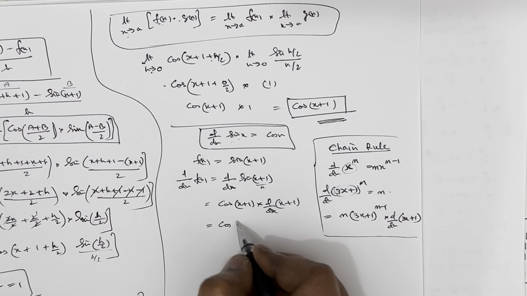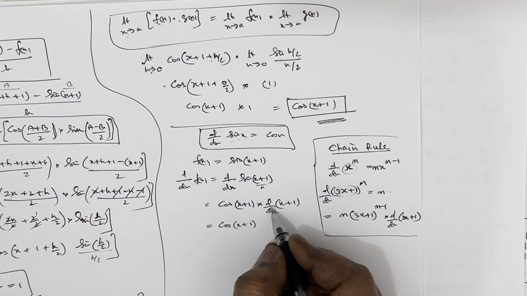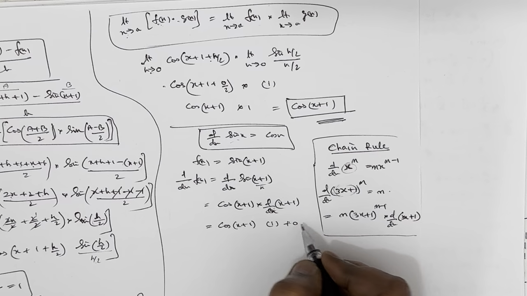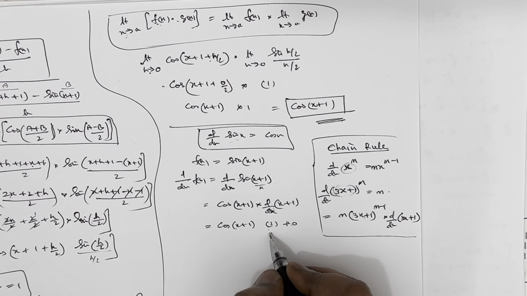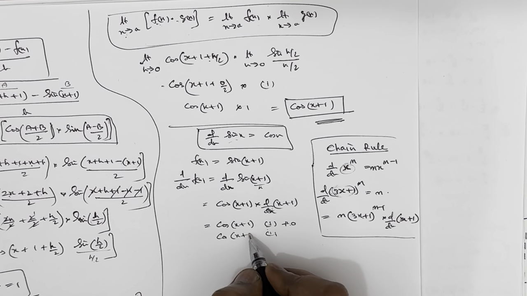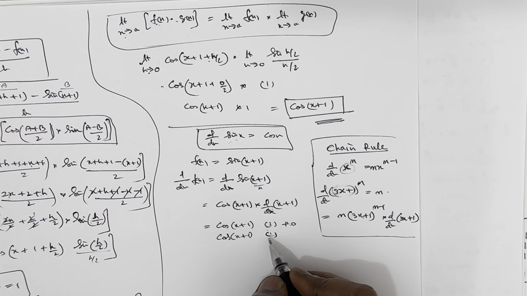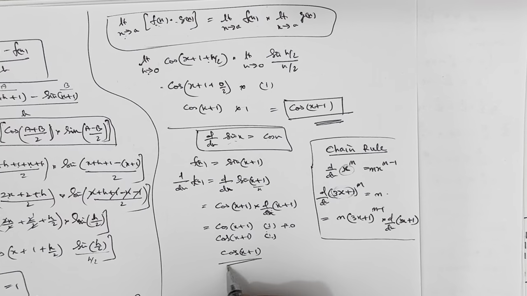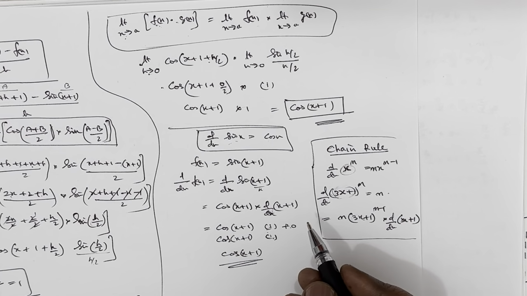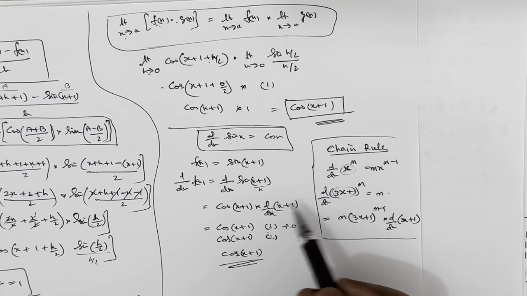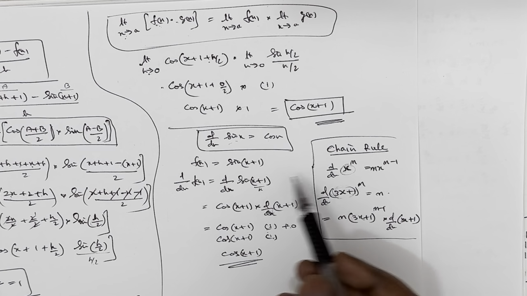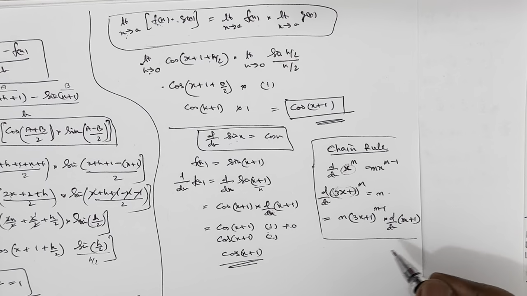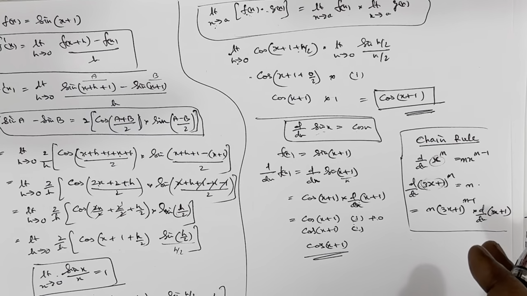So that is cos(x + 1). Now the derivative of x is 1, the derivative of 1 is 0, and 0 plus 1 is 1. So cos(x + 1) multiplied by 1 is cos(x + 1). This is how it is done using the chain rule. We will come across this rule in the next exercises and problems. That's it.